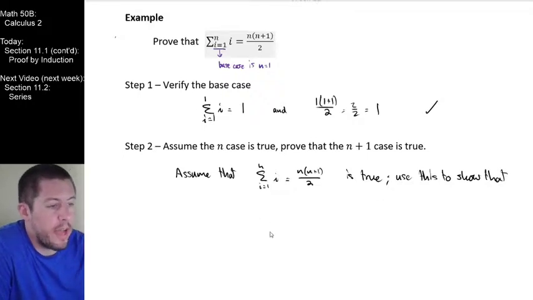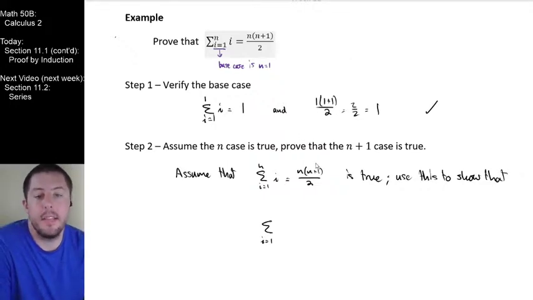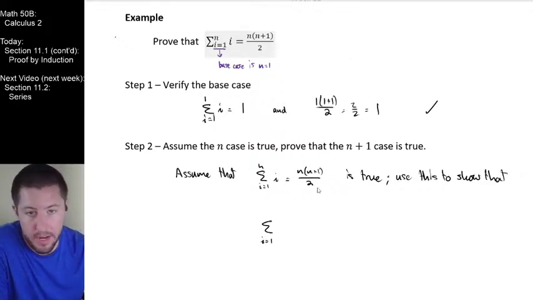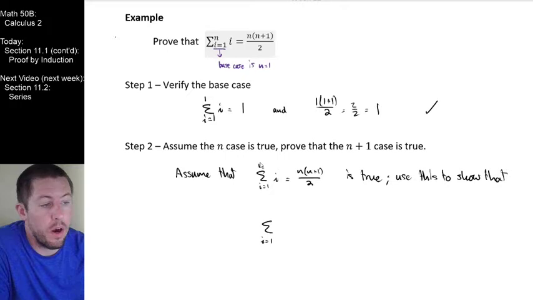Use this to show that the sum from i equals 1. Now, notice this is the really important part here. What we're doing is that this statement right here had a bunch of n's in it. I want to prove that this statement is true if we bumped up the value of n by 1. So notice now our upper bound goes up to n plus 1.